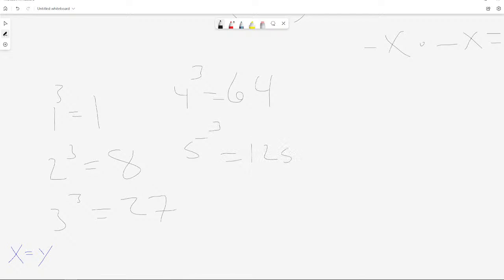Equals 125. So then 6 cubed would be 216, 7 cubed would be 343, 8 cubed would be 512, 9 cubed is 729, and 10 cubed is 1000.